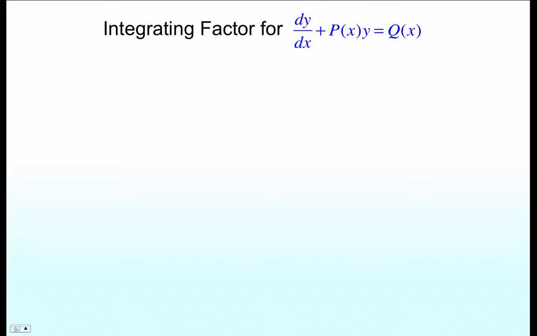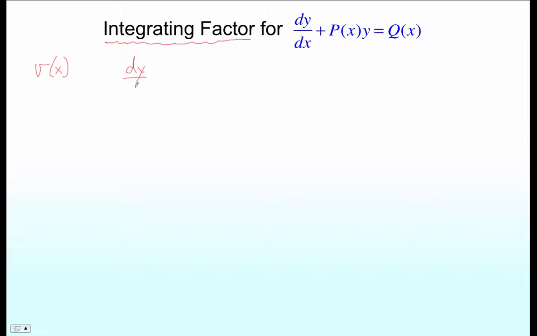First order differential equations, the standard form for which is given over here, can always be solved. And there's a systematic way of doing that. And that systematic way requires us to calculate what is called an integrating factor. That integrating factor is a function v of x. It's commonly called v, you could call it anything else. And this will be determined by a requirement that we'll come to shortly.